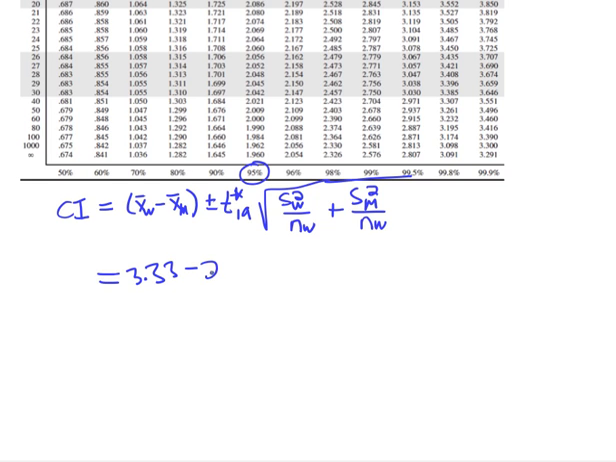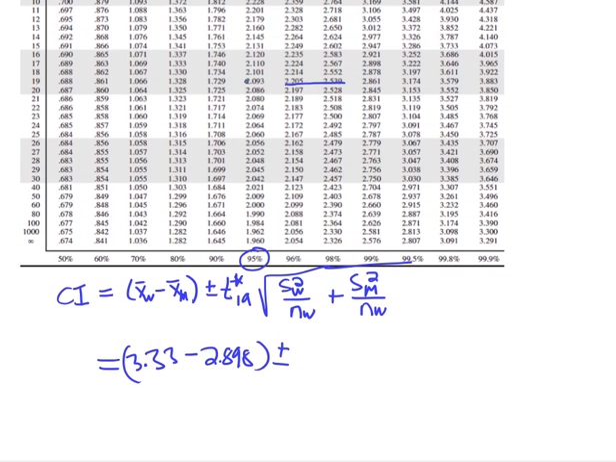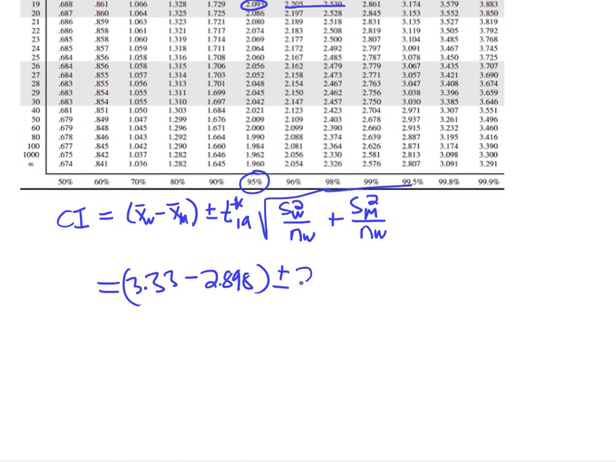3.33 minus 2.898 plus or minus, let's go find our t star, so 95% with 19 degrees of freedom is going to give us this number, 2.093. And then we're going to have the standard deviation here. So I'm just going to go and calculate that on my computer, and we'll write it down.